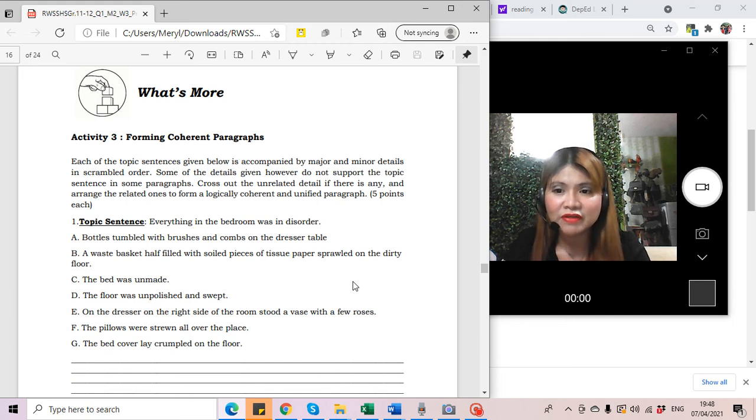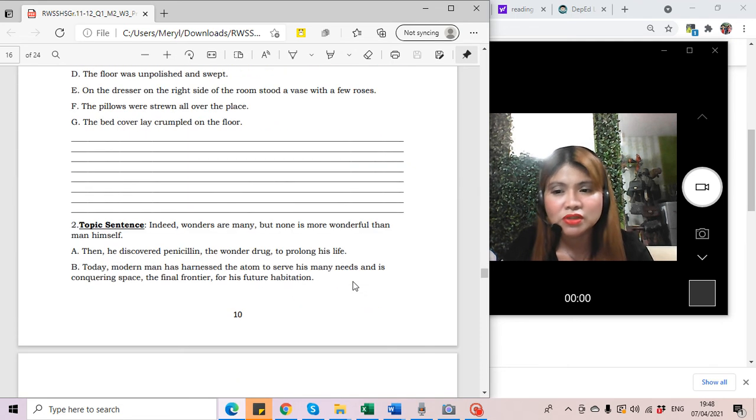And arrange the related ones to form a logically coherent and unified paragraphs. Okay, so that all the details are related to the topic sentence. 5 points each. For example, here's your topic sentence. Everything in the bedroom was in disorder. So you choose which among these sentences is unrelated.